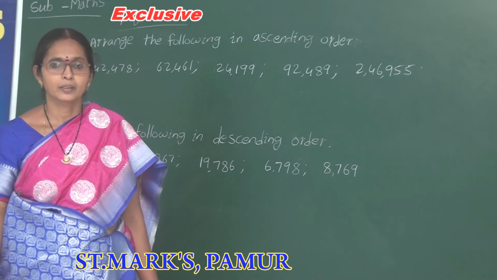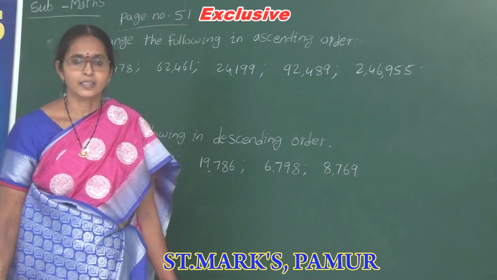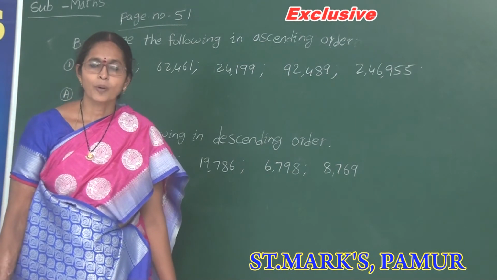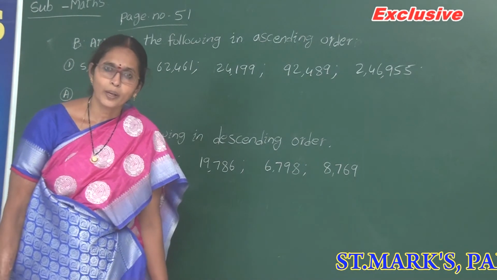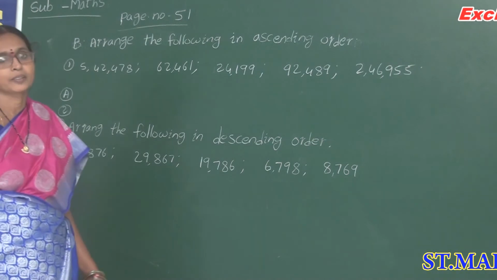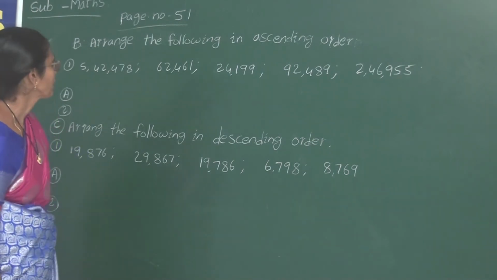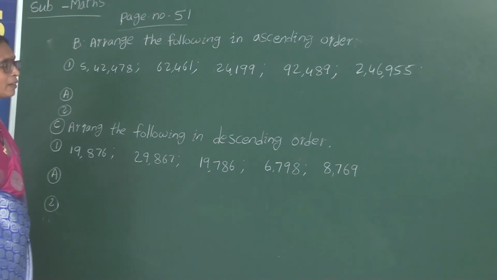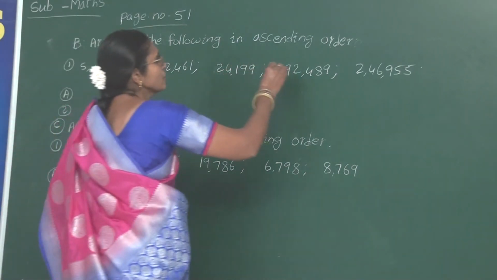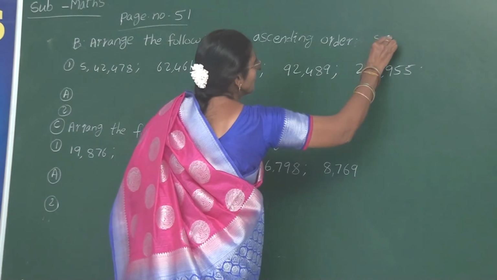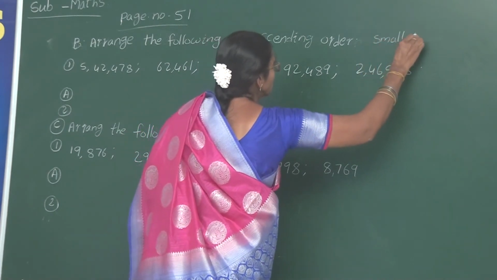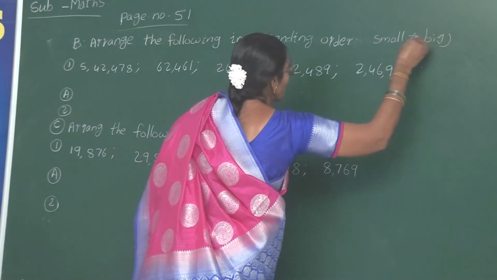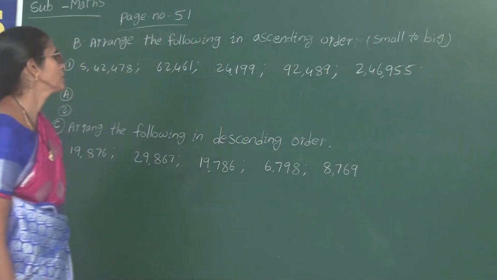That can be completed. Now come to the exercise. The first Roman numeral you already did. Second Roman numeral, page number 51. What is the second one? Arrange the following in ascending order. Ascending means what I said? Small to big. Okay? You remember? Small to big.